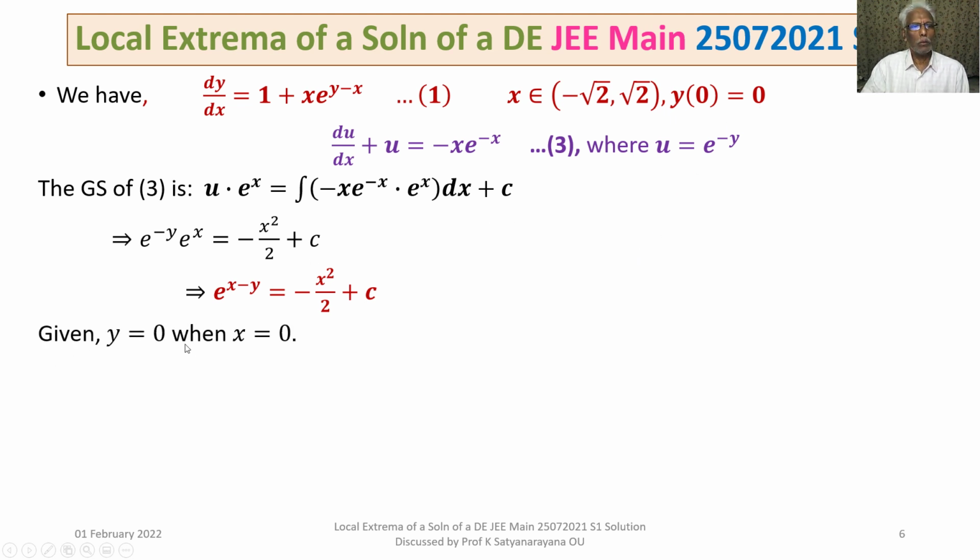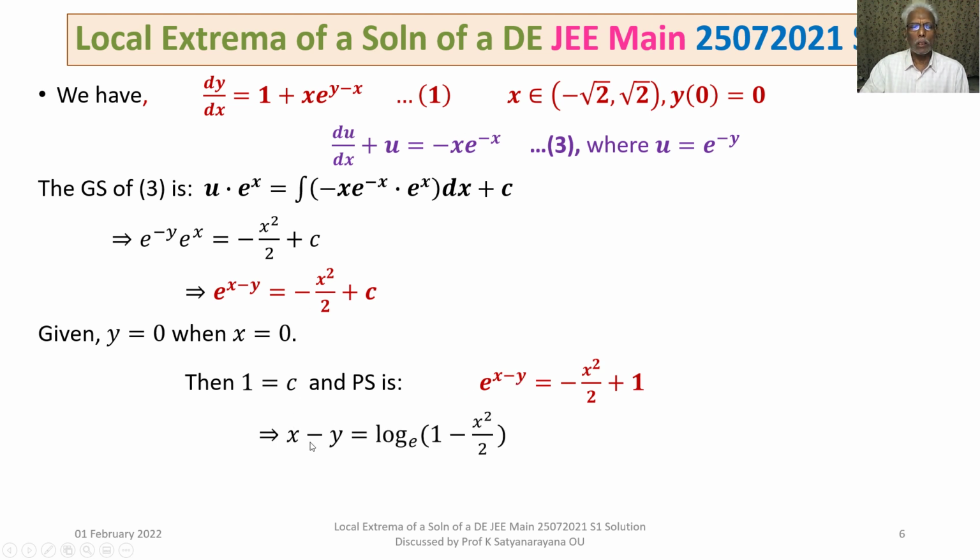Given y is equal to 0 when x is equal to 0, we substitute in this, we get 1 is equal to c, and we get the solution. That solution is called the particular solution. Substituting c is equal to 1 in this, the particular solution is e power x minus y is equal to minus x square by 2 plus 1.